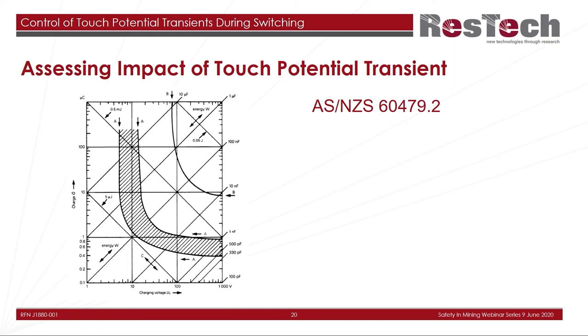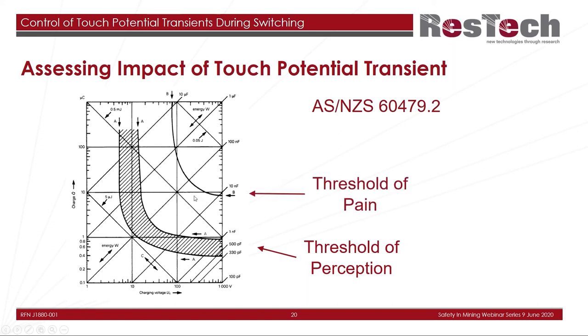So if you want to determine whether a potential transient can be felt or is painful, this plot out of ASX 479.2 is basically for a capacitor discharge into a body, but it's something that we can use to gauge how these short transients affect the human body. Down the bottom here, we have a region which is the threshold of perception. On the axis at the bottom, we have the charging voltage that the capacitor might be charged to, and the charge on the capacitor. Then as we move to the top right of the curve, it becomes progressively more perceptible to the point of being painful. And as you go further up, this is where you might experience pain.